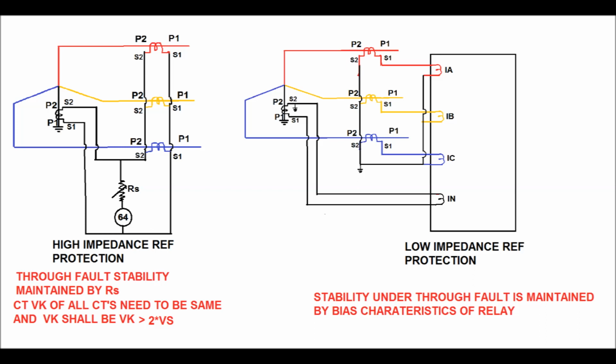But in case of low impedance REF protection, stability under through fault condition is maintained by the bias characteristics of the relay.